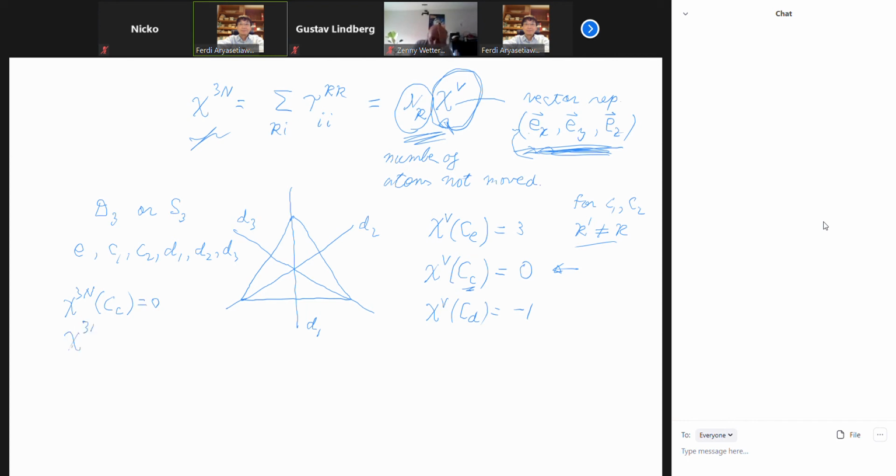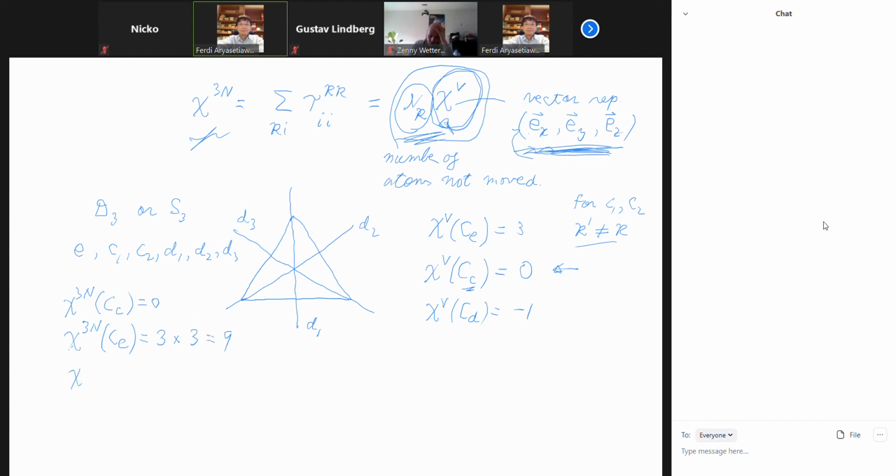And of course we have also the one corresponding to the unit elements, where we do not move anything. So there will be 3 atoms which are not moved. So we are using this formula here. And the character of the vector representation for the unit element is just 3, because it's a 3 by 3 unit matrix. So then the character is 3. So we get 9 here.